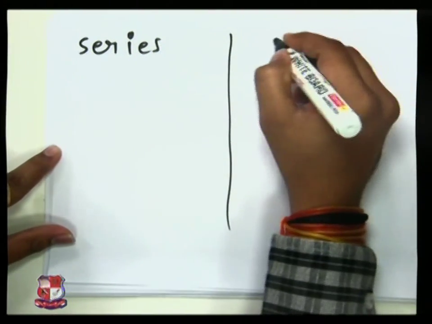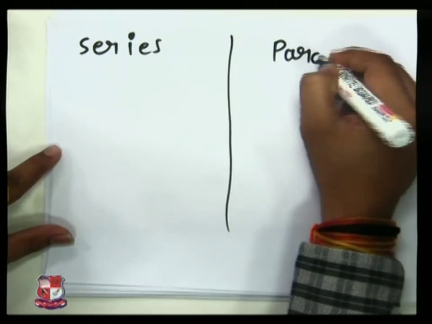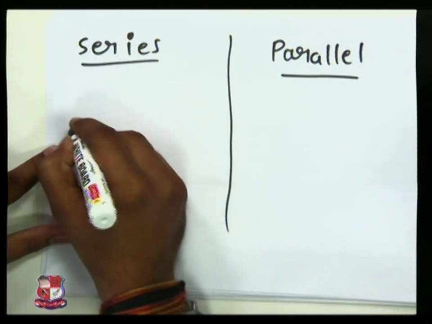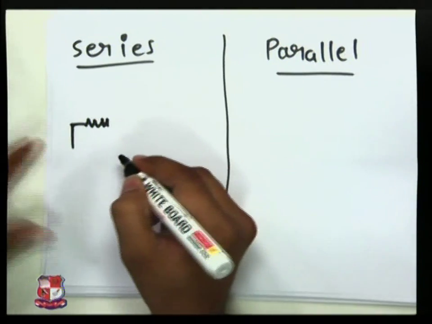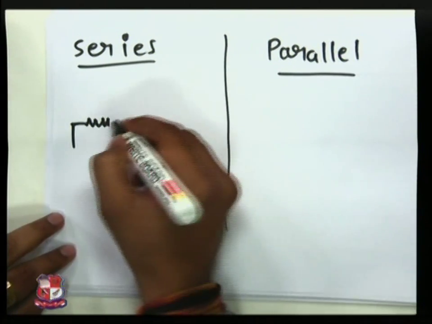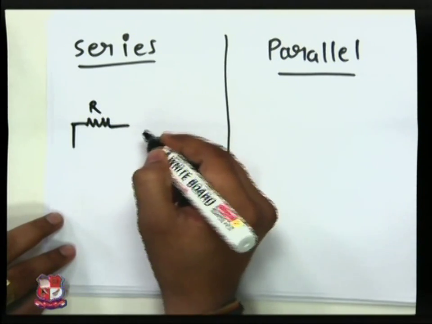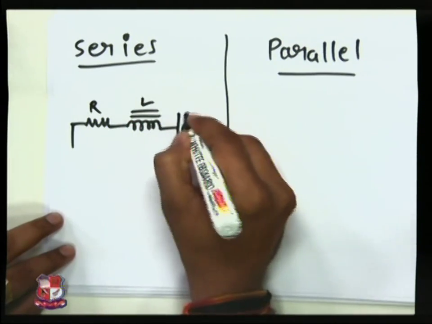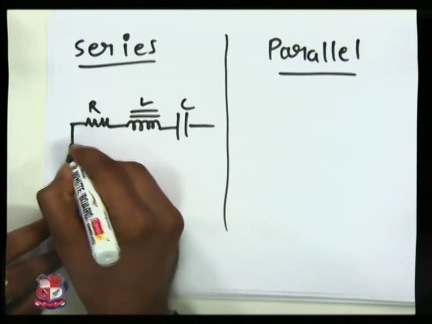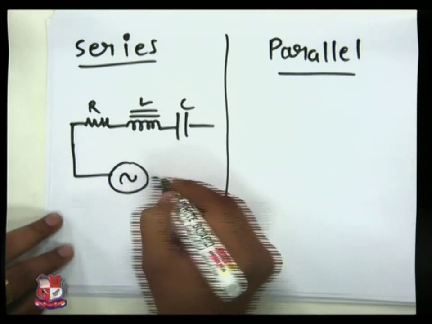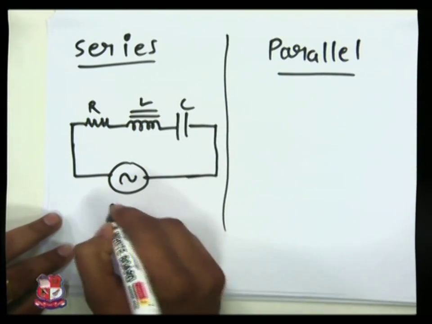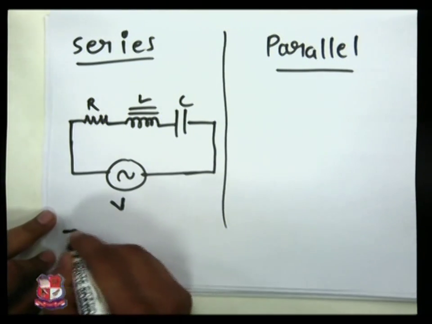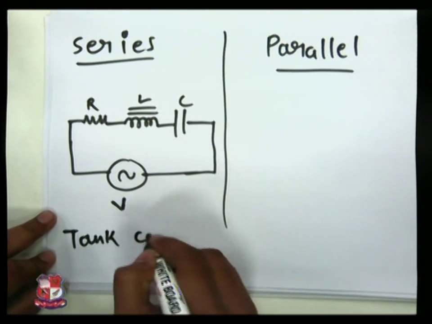Series resonance and parallel resonance. Now the resonant components are R, L and C. By connecting R, L and C in series and applying the voltage V to them, this is called the series resonance circuit. Again it is known as the tank circuit.